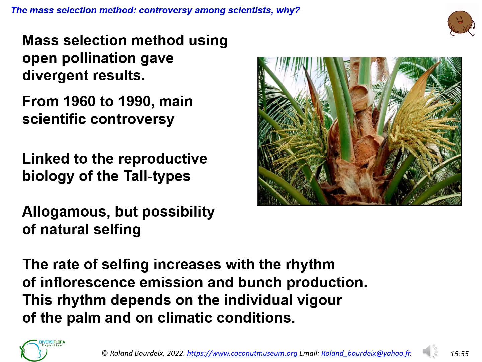The rhythm of inflorescence emission also strongly varies with seasons and so does the selfing rate. For instance, in certain countries, the rate of selfing can be almost zero in January, and more than 30% in May. So, if you want to select for increasing yield, and if you know your coconut palm well, harvest your seedlings at the time when inflorescences do not overlap, when the selfing rate is low.